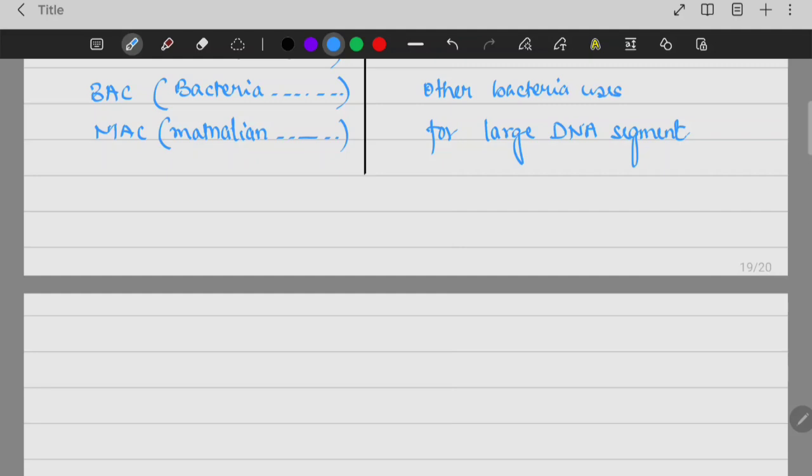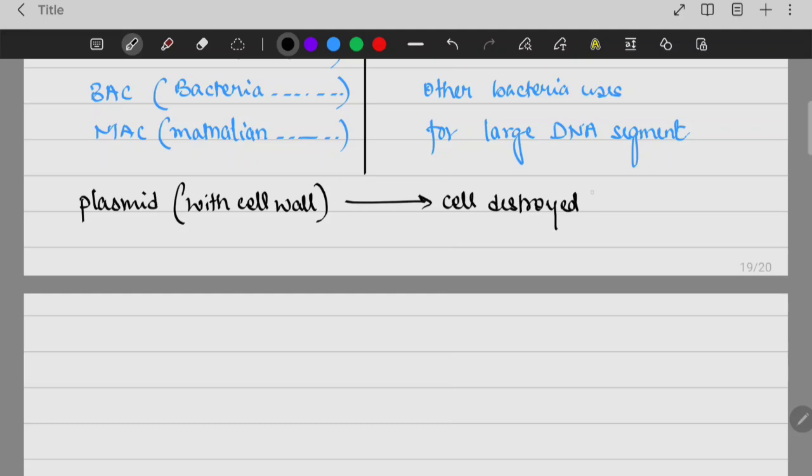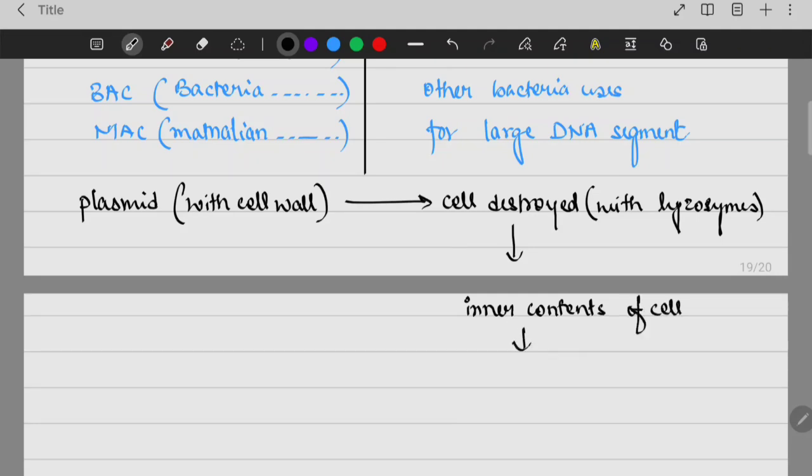So I should write here the points. That is plasmid with cell wall. We destroy it, cell destroyed with lysozymes. Now, after destruction, the inner contents of the cell are present. We take this and ultracentrifugation is done.